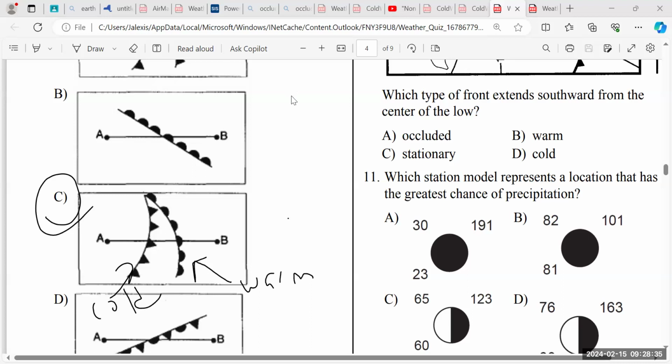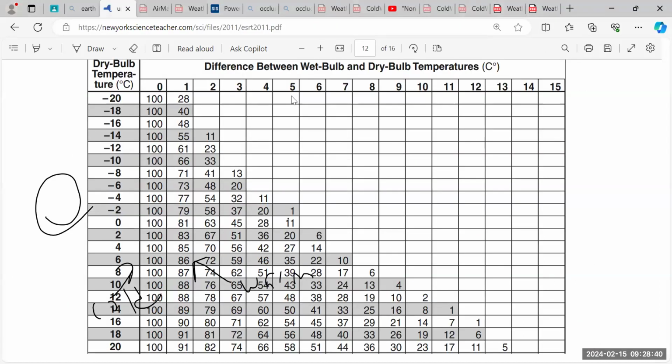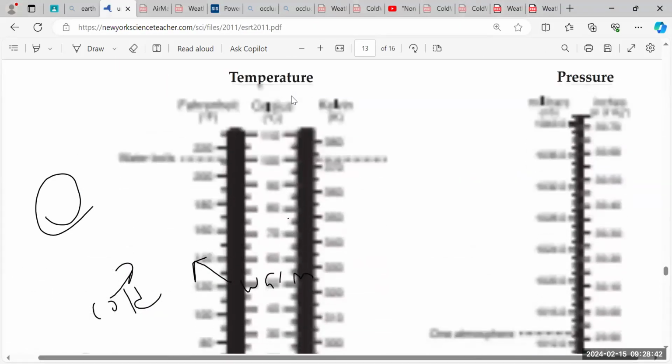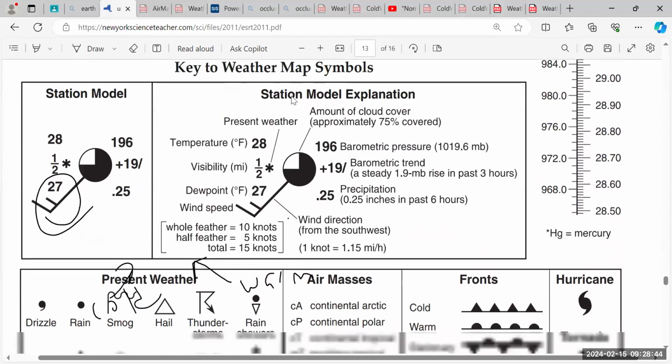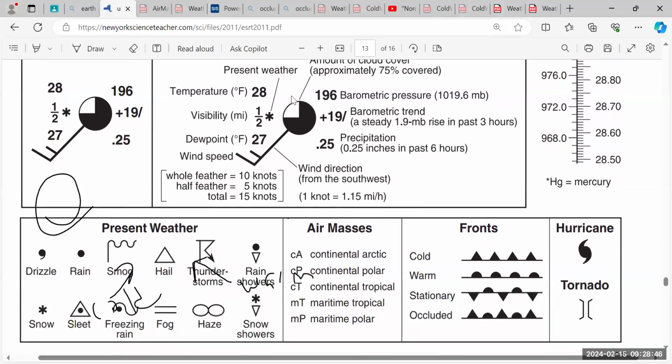And if you ever forget the representation of these symbols, you can always go to page 13 of the reference tables. And right here, it lets you know the symbols of a cold front and a warm front. Page 13.